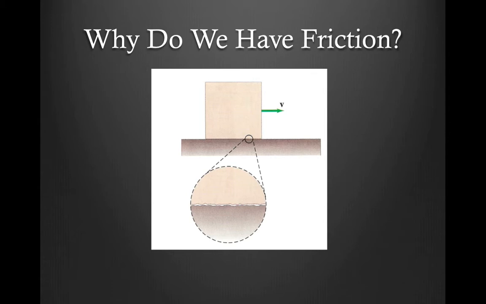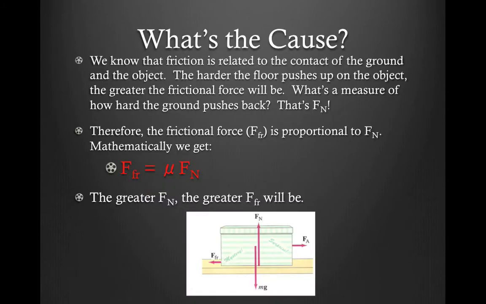And this happens even on the atomic level. You'll have interactions of intermolecular bonds that'll act as friction. So no matter where you move, we live in a frictional world, so we need to start accounting for it. Well, what's the cause of friction? We know that friction is related to the contact of the ground and the object.